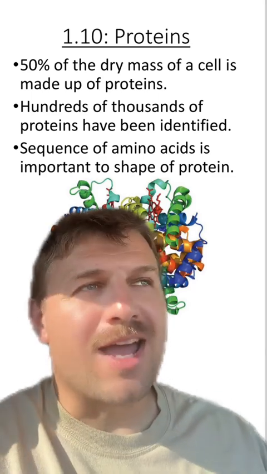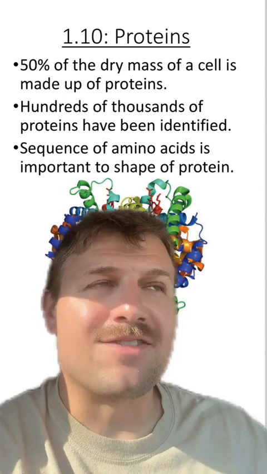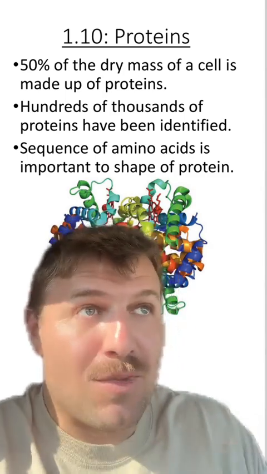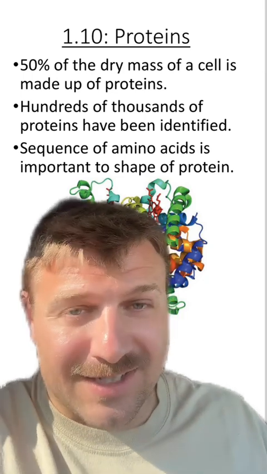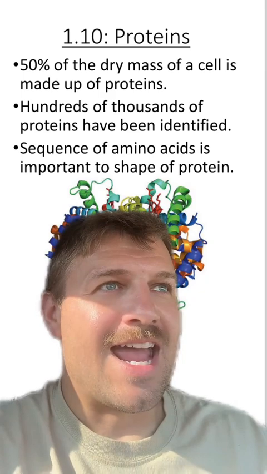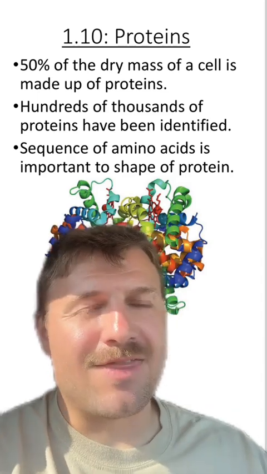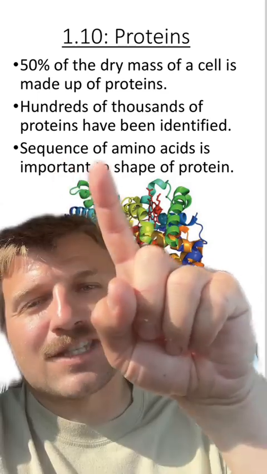One of the reasons why proteins are my favorite macromolecule is that they make up more than 50% of the dry mass of a cell. So most of your cells are proteins. And there are hundreds of thousands of different types of proteins, and there are new proteins still being identified. Now, something that's really important about this whole unit is this last bullet point here.